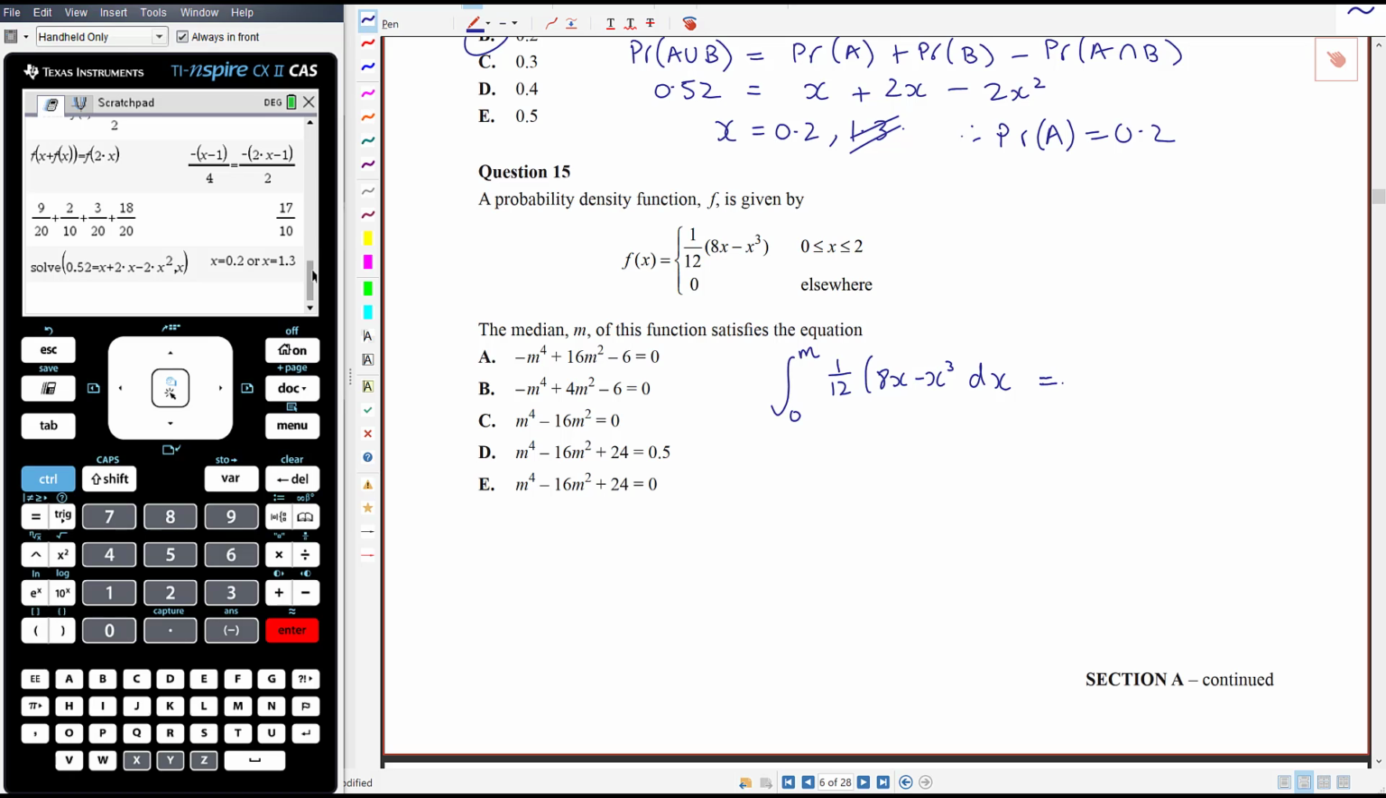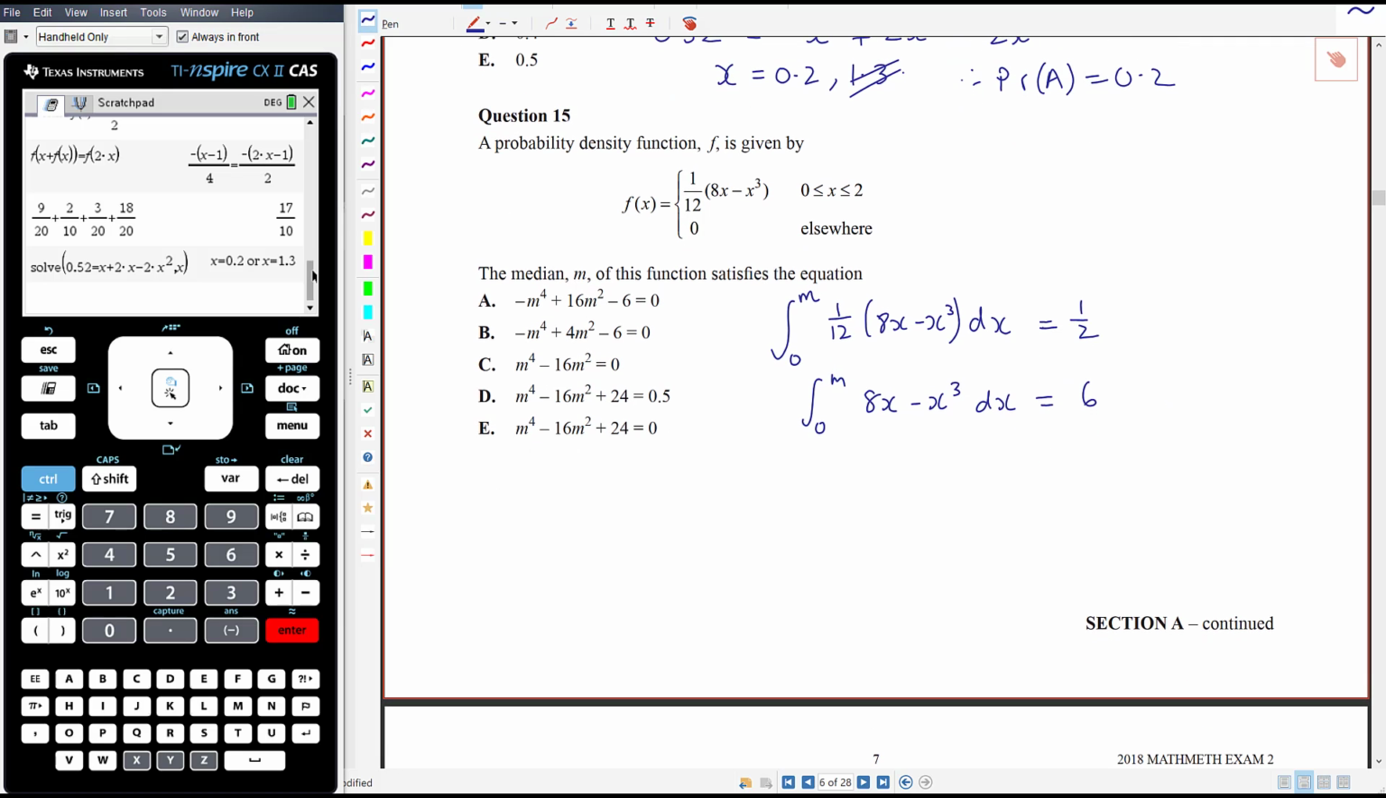Will be equal to half. Okay, so we could take out that 1/12 and move it over to the other side, so we can essentially say the integral from 0 to m of 8x minus x cubed dx, multiplying both sides by 12, is equal to 6, which might be a slightly easier thing to work out. Alright, so this is 8x squared on 2, so that's 4x squared, minus x to the 4 on 4 from 0 to m equals 6.